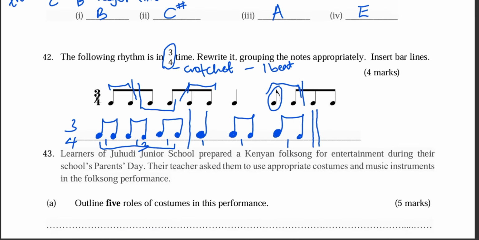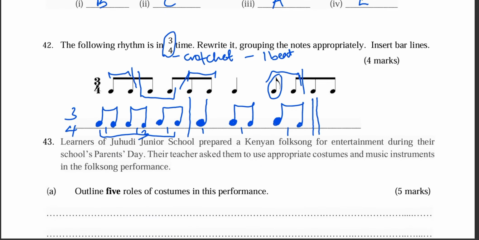So next question. We are told that learners of Juhudi Junior School prepared a Kenyan folk song for entertainment during their school's Parents' Day. Their teacher asked them to use appropriate costumes and music instruments in the folk song performance. Outline 5 roles of costumes in this performance.